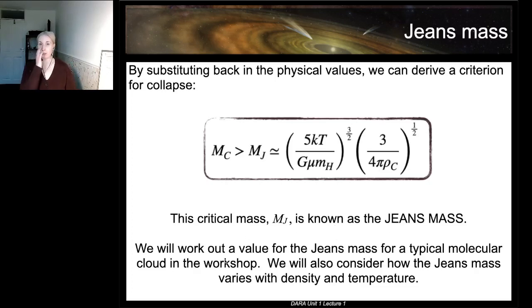The reason we do that is because when we work out the Jeans mass for a typical molecular cloud, we raise a bit of a problem: it seems to be quite difficult to form stars of the mass of the Sun. But by considering how the Jeans mass varies with density and temperature, we can start to figure out how low mass stars form, and we'll also do that in the workshop.